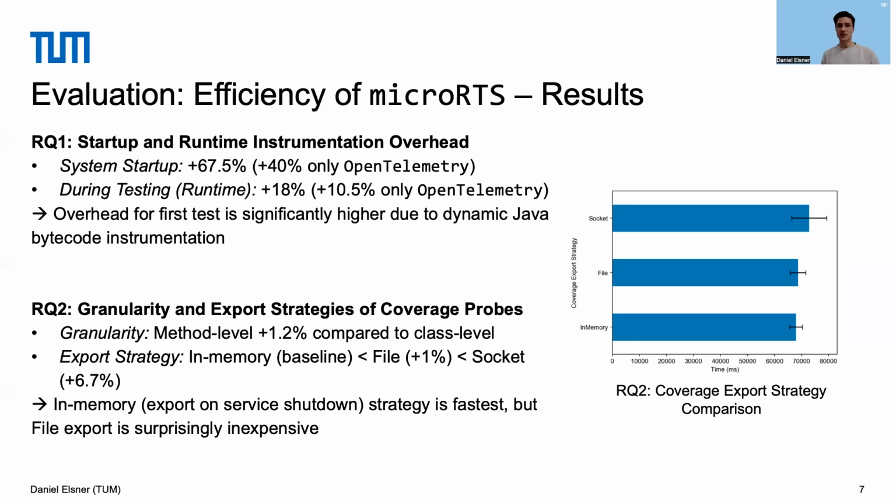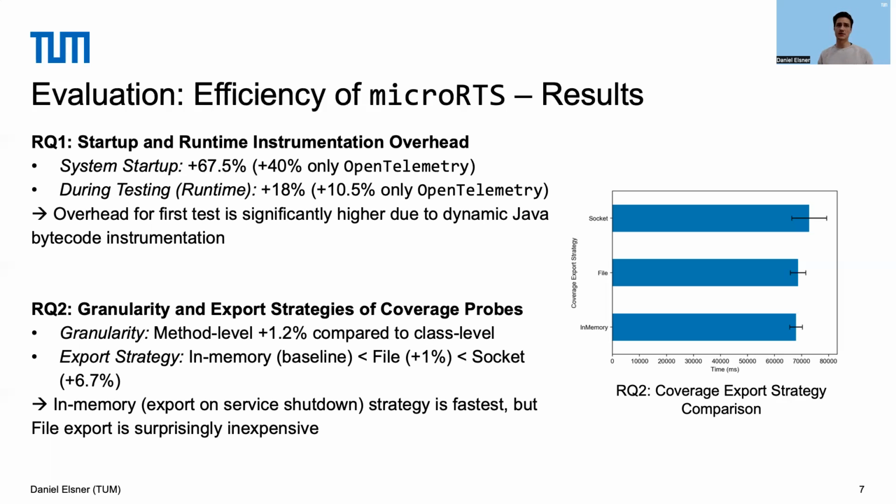Regarding the export strategy, we see that the file strategy only introduces 1% of runtime overhead compared to the in-memory baseline. That would mean we keep all the coverage probes that are being covered in memory and then only dump them at the very end when all the tests have been executed, which is questionable on large systems because your memory capacity might not be enough.